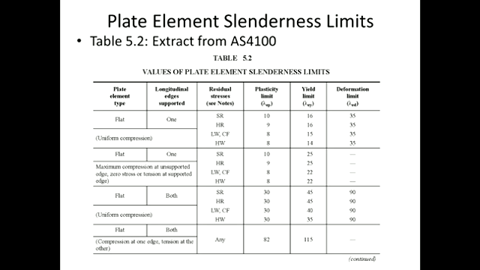So if you have maybe an angle section which is subjected to bending, in this case you are looking at one of the elements of the angle section. Then you have the unsupported edge, which is going to have maximum compression because it's on the top part of the cross section.